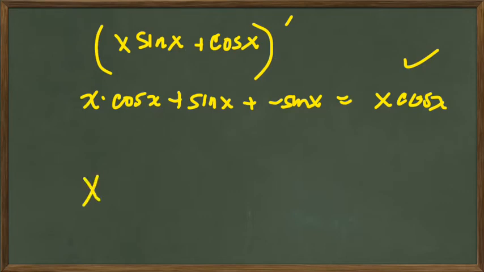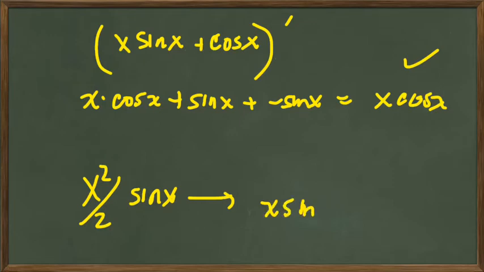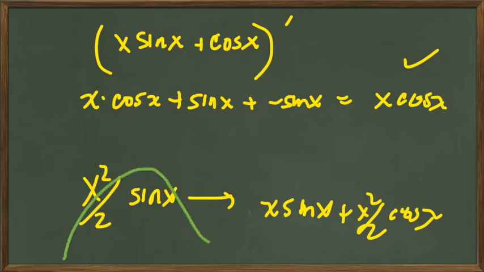Notice if we did it the other way, x squared over 2 sine x, and we start differentiating that, we can see we're not going to get very far, right? We get x sine x, that's derivative of first times second, plus x squared over 2 cosine x, and that's as far as we get. So clearly integrating a product without using any special formula doesn't work. Let's go to a slightly more complex example.